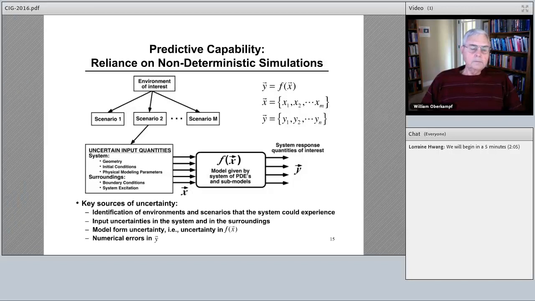output. So the key sources of uncertainty are in identification of the environments and scenarios that the system could experience that your customer may be interested in, input quantities in the system and in the surroundings. Model form uncertainty is a major contributor, usually the dominant contributor. And then I talked about the numerical errors themselves.